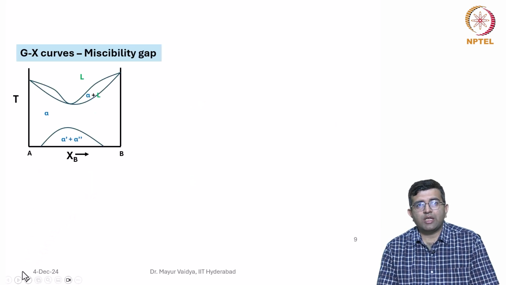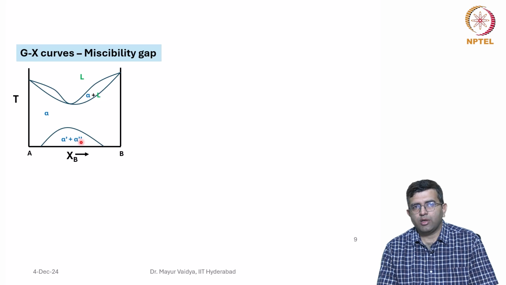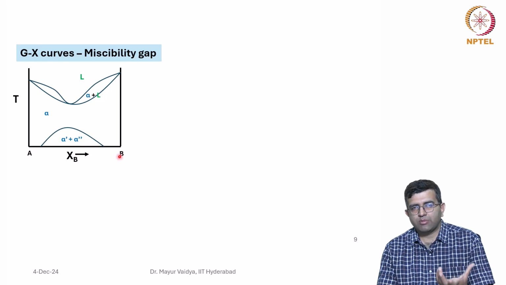Now, what happens when there is a miscibility gap? Miscibility gap is quite common in several systems, where, let us say, alpha exists over most of the composition range, but for certain temperatures and compositions this alpha is not stable as a single phase, and it splits into alpha dash plus alpha double dash. This usually happens when omega is slightly positive at lower temperatures, and even though there is a miscibility gap, A and B tend to have a similar crystal structure.